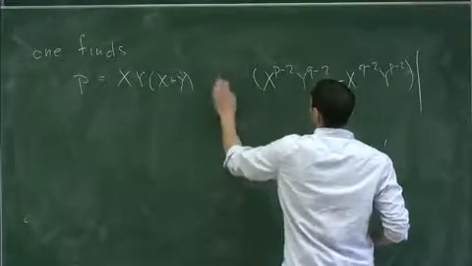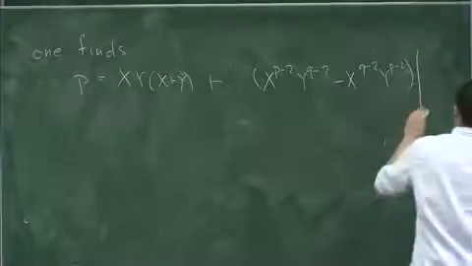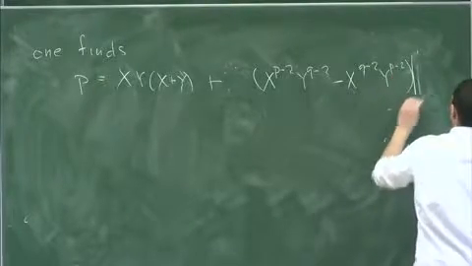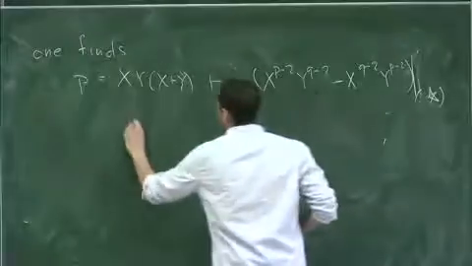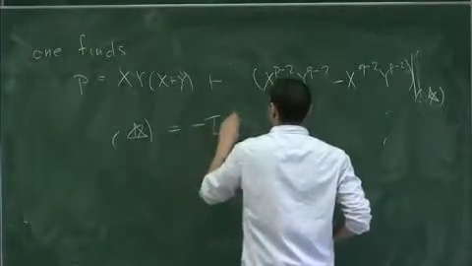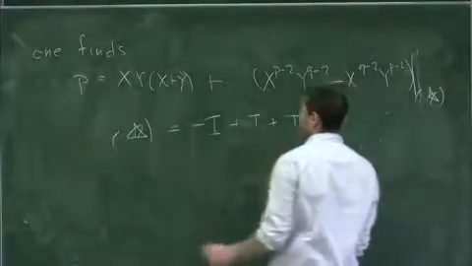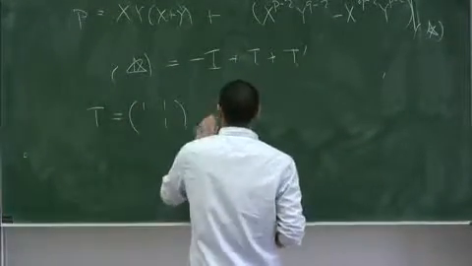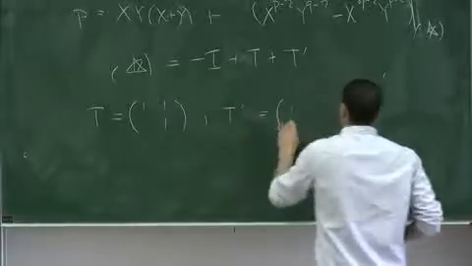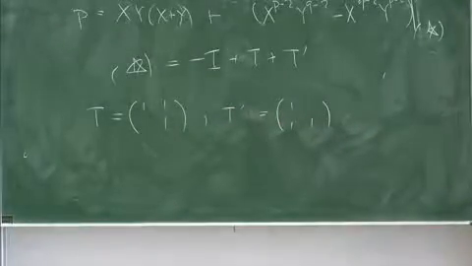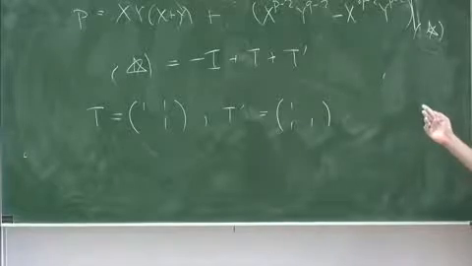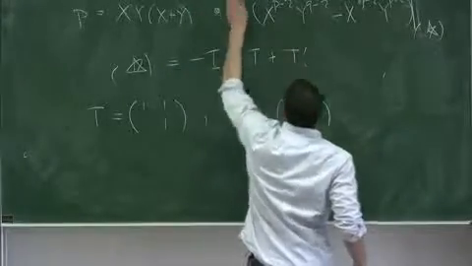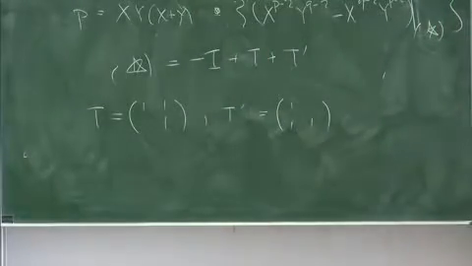Not a sum. So minus, ran out of space again. Star equals minus the identity plus T. I'm about to define these things. So T is the upper triangular matrix 1, 1, T prime. You don't want to add these, you want to multiply. The xy times x plus y. Oh, yes, thank you. I'm sorry. Yeah, of course. Thanks. Okay.